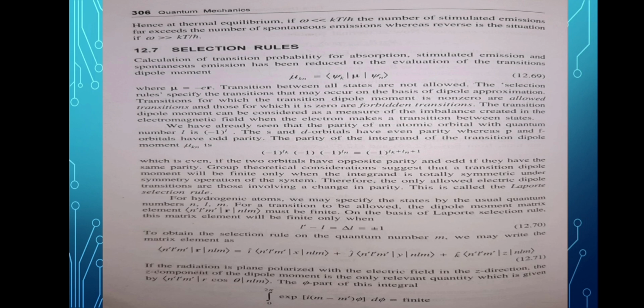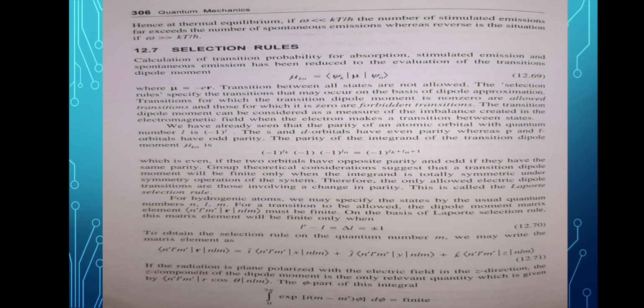The s and d orbitals have even parity, whereas p and f orbitals have odd parity. The parity of the integrand of the transition dipole moment mu_kn is minus 1 the whole raised to l_k into minus 1 the whole raised to l_n, which is equal to minus 1 the whole raised to l_k plus l_n plus 1, which is even if the two orbitals have opposite parity and odd if they have the same parity. Group theoretical considerations suggest that a transition dipole moment will be finite only when the integrand is totally symmetric under symmetry operations of the system.